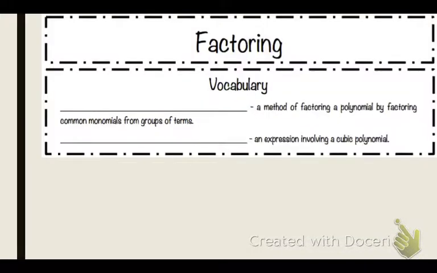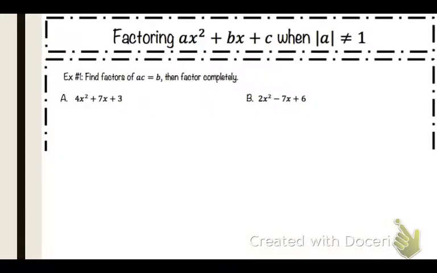Okay, so a method of factoring a polynomial by factoring common monomials from groups of terms is factor by grouping. And an expression involving a cubic polynomial is a cubic expression. I forgot to write expression, so make sure you write expression in your notes. It's a cubic expression. Okay, so let's go through factoring when A is not 1.